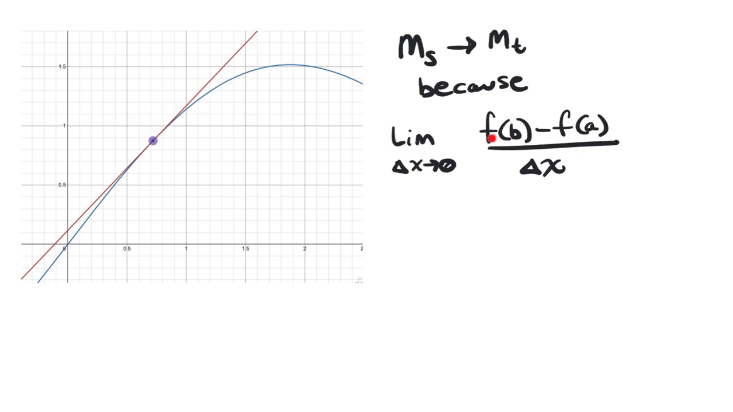Now it becomes tangent because the slope of the secant line we're considering is that delta x gets smaller and smaller and smaller until it approaches 0. As you can see here, there is no delta x anymore. That delta x is 0.